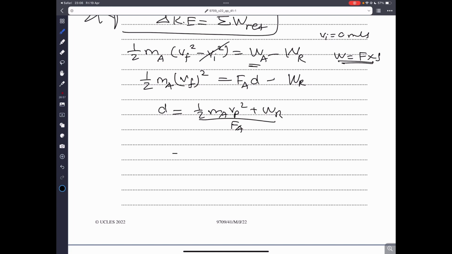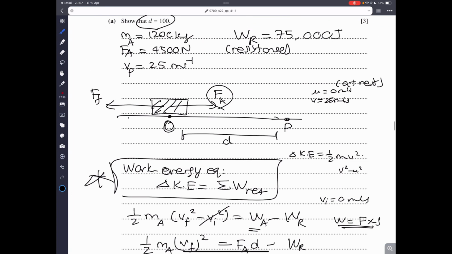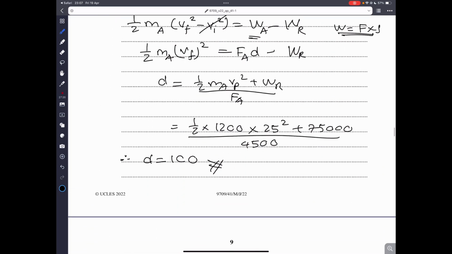Okay, now we can substitute the values. So the mass of A is 1,200. Final velocity 25 squared plus 75,000 divided by 4,500. Now this will give you an answer of 100. So this proves that D is indeed 100 meters between O and P. Okay, and you get 3 marks for that.